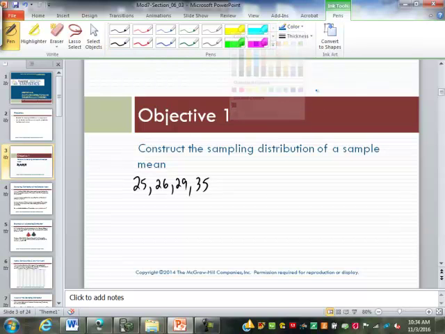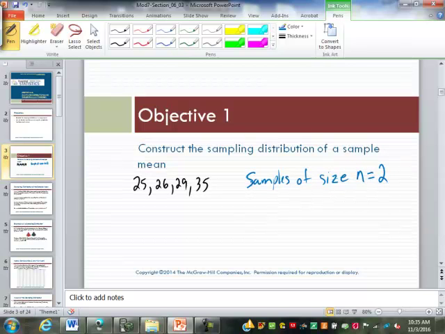And let's say I want to take samples of size n equals 2 out of there. Well, if I assume I can repeat numbers, I can actually take 16 different samples of size n equals 2. If I assumed I couldn't repeat, it would only be 12 samples.